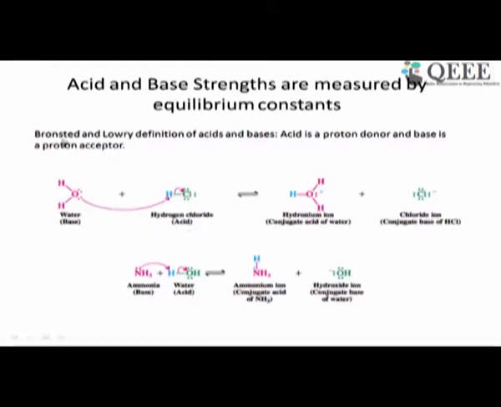Bronsted and Lowry defined acids and bases, and we will basically use these concepts. Acid is a proton donor and base is a proton acceptor. This is the definition given by Bronsted and Lowry. And we have also studied equilibrium reactions, so we'll borrow those concepts here also.